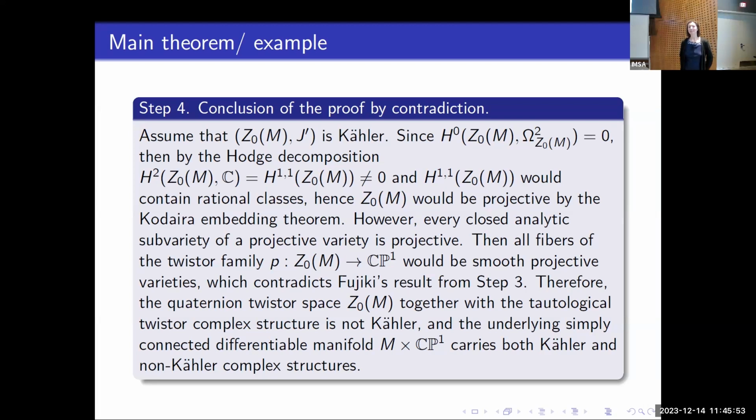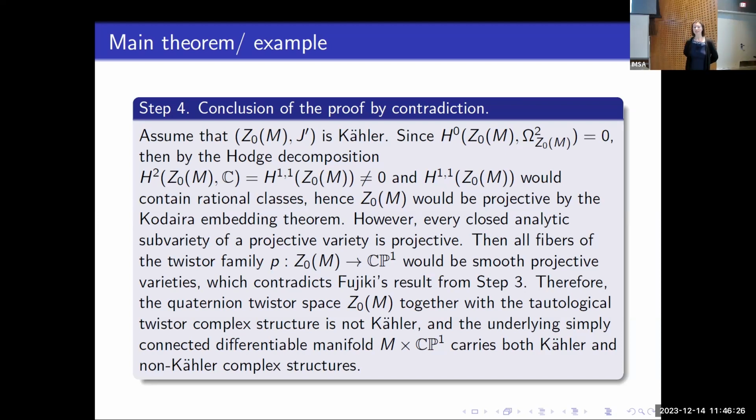But then every single fiber of any Twistor family would be projective. And this would be a direct contradiction with Fujiki's result, which says that not every fiber of a Twistor space is projective. And then we get a contradiction. Therefore, if you take the small Twistor space together with the tautological Twistor complex structure, it's not Kähler.